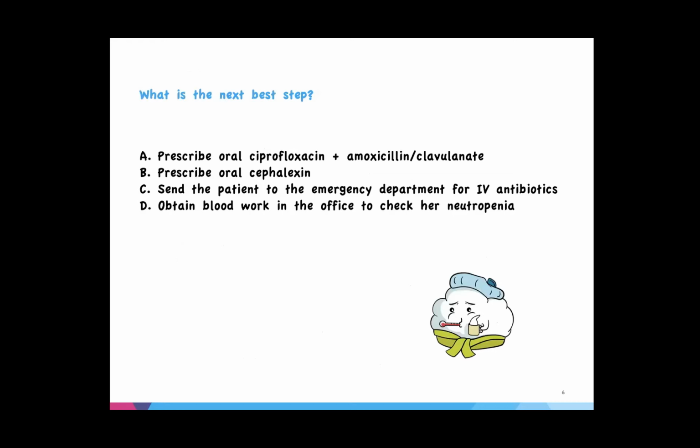I'm going to pull up a poll, which is totally anonymous, but I want at least 50% of you guys to give it a try. So the options are: A, prescribe oral ciprofloxacin and Augmentin; B, prescribe oral cephalexin; C, send the patient to the ER for IV antibiotics; D, obtain blood work in the office and then check also her neutropenia. Let me just pull up. Okay, what do you guys think? I don't know what you're answering, so just try.